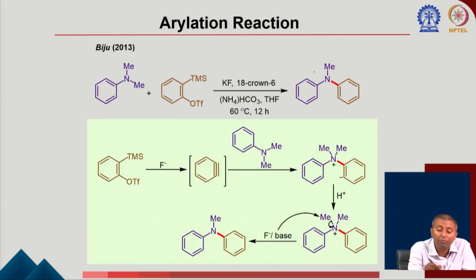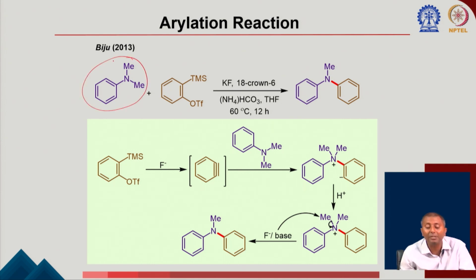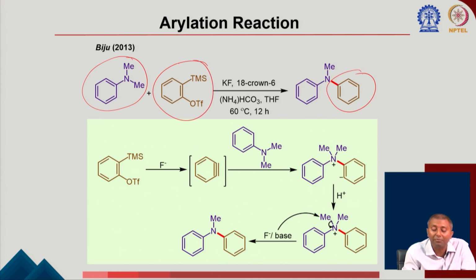Again, the Biju group works in benzyne chemistry a lot. They have published in their recent work that if you use this reaction with N,N-dimethylaniline, what is happening here? Again you are still seeing a product here. That means one of the methyls is getting out and you are introducing one aryl ring here. They have generated the benzyne from the corresponding TMS triflate using the method which was developed by the Kobayashi group, using potassium fluoride and 18-crown-6.